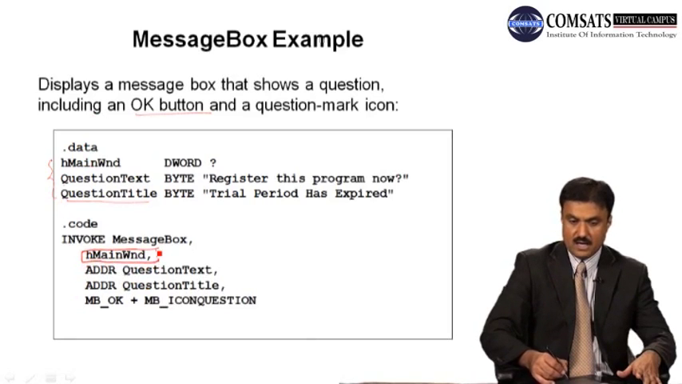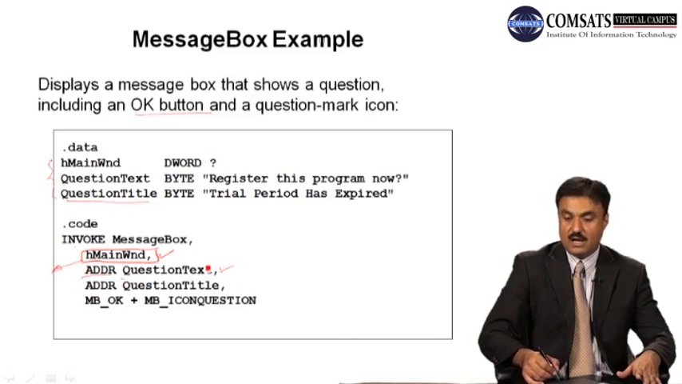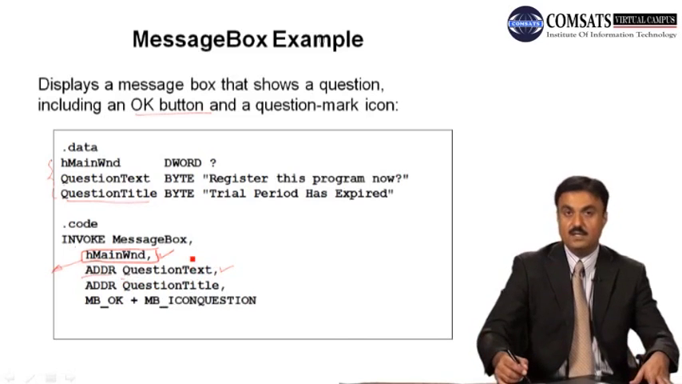So we can use the handle like main window, whatever the handle is already created for this one. So we are using the same handle here. So invoke message box, and then there's the handle information. Then we have the address of the question text. So this will be used as a text inside the message box.